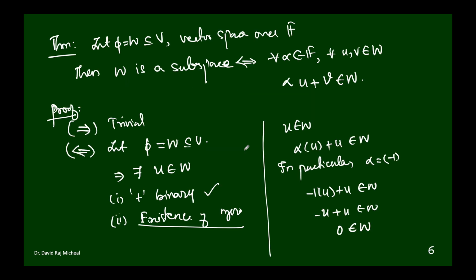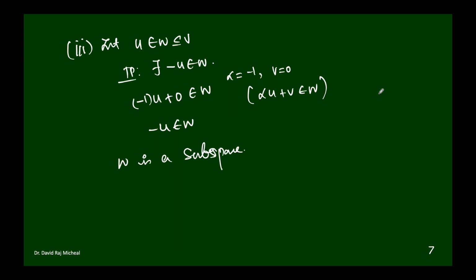Okay, so this is a very important theorem which we have proved right now. If W is a non-empty subset of a vector space V, then W will be a subspace of V if and only if for every alpha in F, for every u, v in W, alpha times u plus v belongs to W. Okay, fine. Using this we can verify whether a given set is a subspace or not. This is much easier than verifying all the vector space axioms.